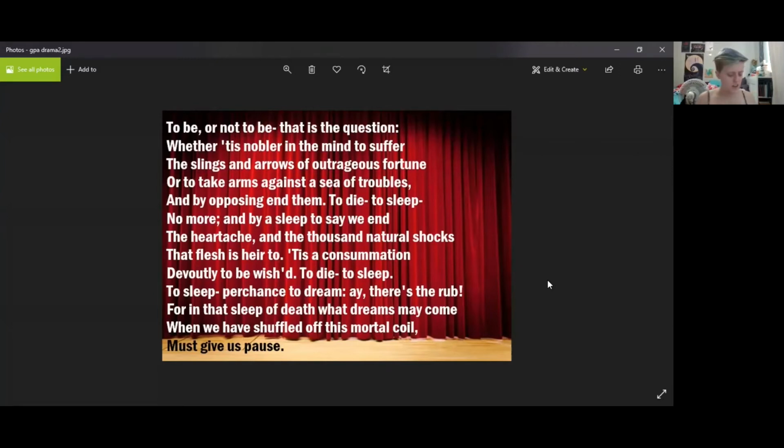To die, to sleep, perchance to dream. Aye, there's the rub. For in that sleep of death what dreams may come when we have shuffled off this mortal coil must give us pause.